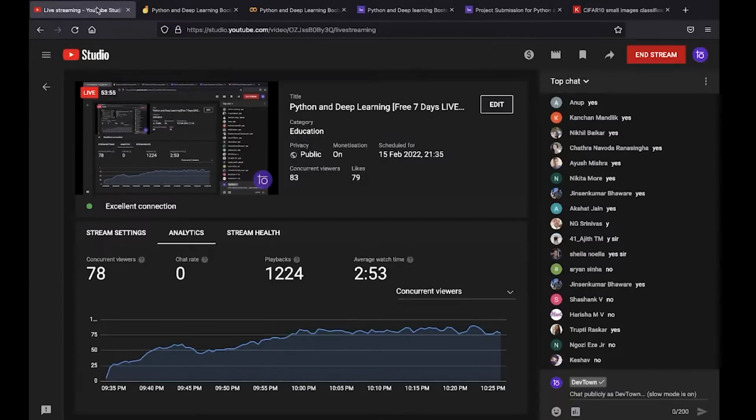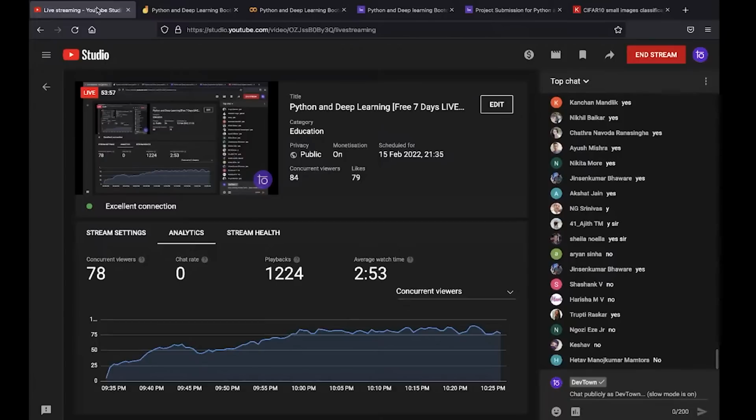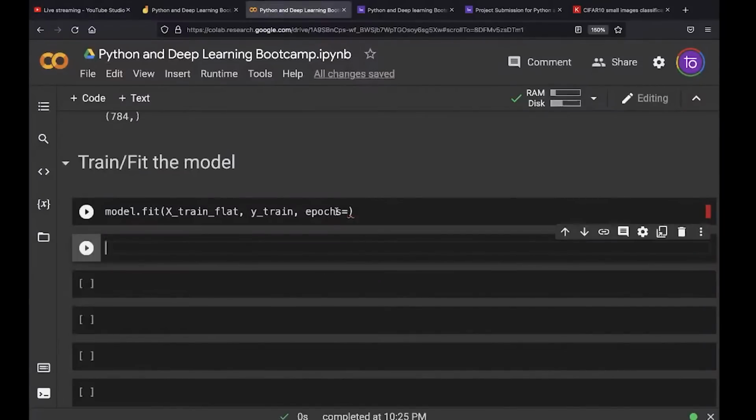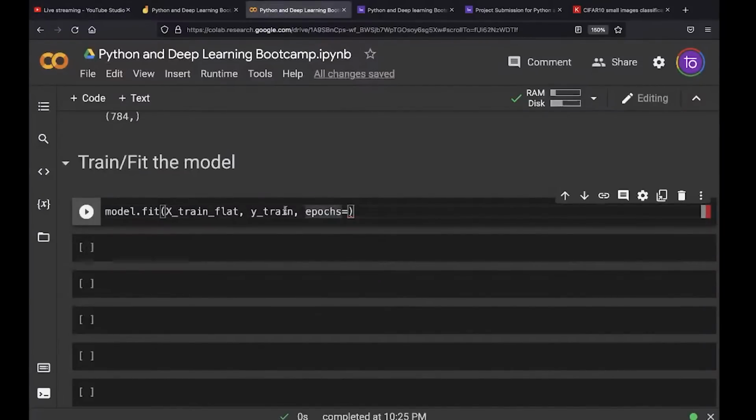Right? It will be an ongoing process. The more you read the chapter over and over again, the better you understand that chapter, or the equation, and you can solve any kind of problem. Similarly with the epoch. Epoch says how many times you want your model to see the data.